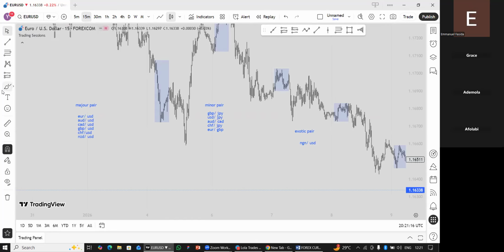All right, so let's break down this whole major, minor, whatsoever. I said Forex is basically the buying and selling of currencies against each other. Let me give you an example. Let me write this EUR/USD out. Euro moving with the US dollar.